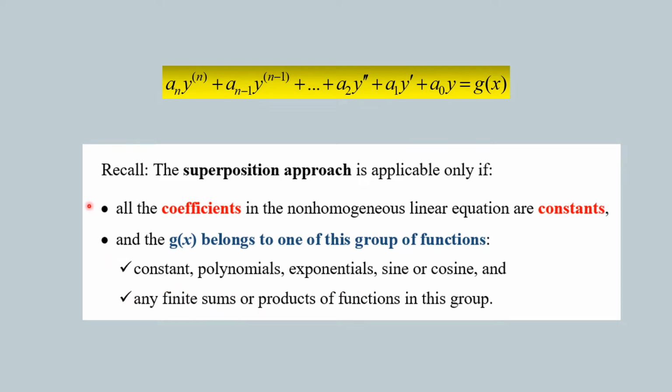So these two criteria must be met in order for us to be able to use the superposition approach. If one of these conditions is not met, or both are not met, then we cannot apply the superposition approach. The question is, what if we encounter a problem which is non-homogeneous and linear, but the coefficients are not constants? And what if g(x) does not belong to this group of functions? So how do we solve such a problem?